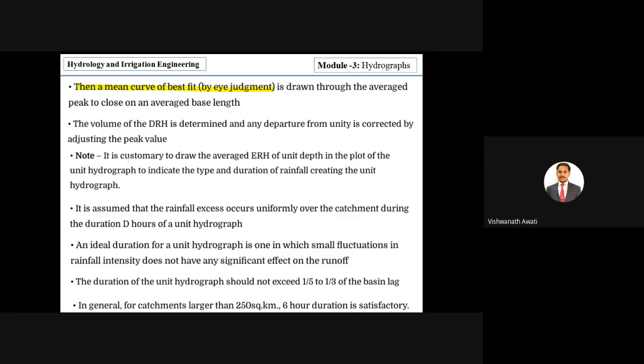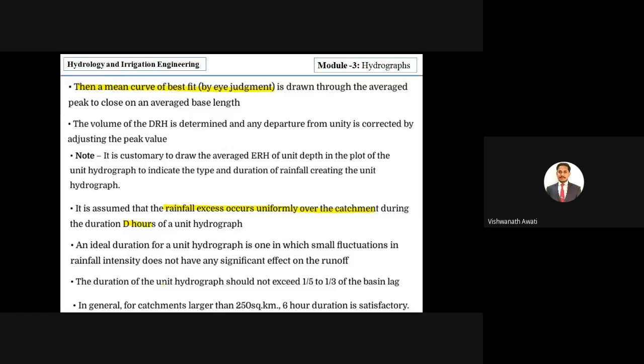the peak values. Then, as I told, there are assumptions, right? The same assumptions we discussed earlier are there. Rainfall excess occurs uniformly over the catchment during the duration of the unit hydrograph, right? So the identical duration for a unit hydrograph is one in which small fluctuations in rainfall intensity do not have any significant effect on the runoff.